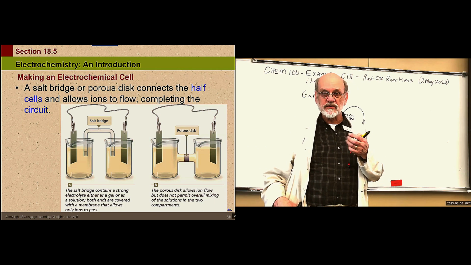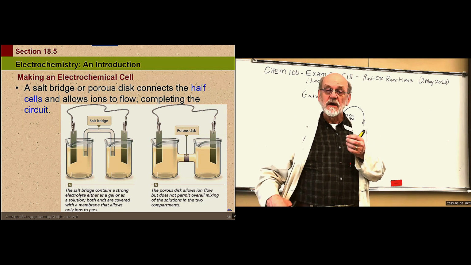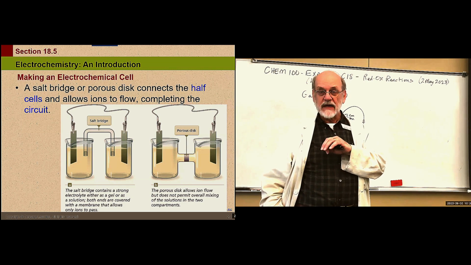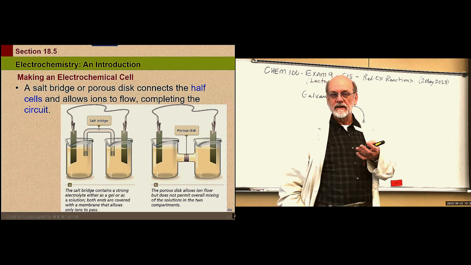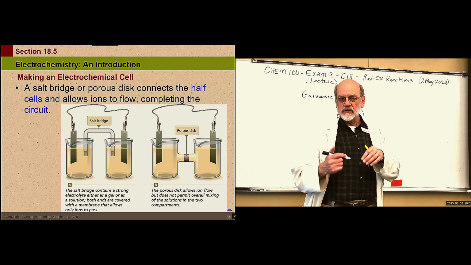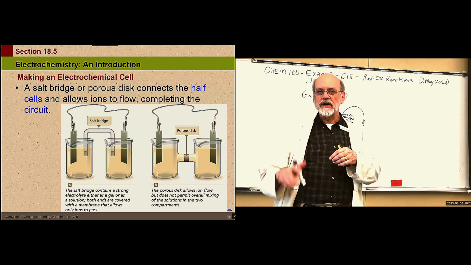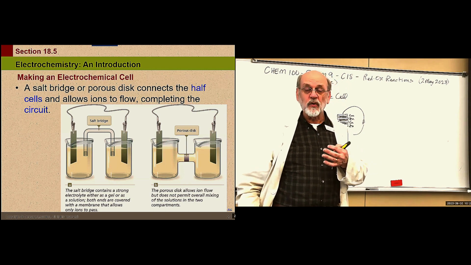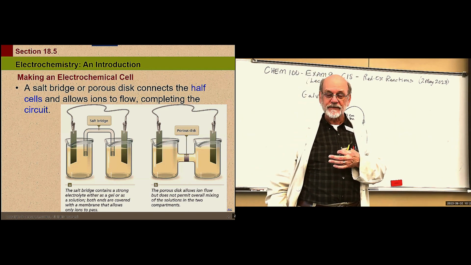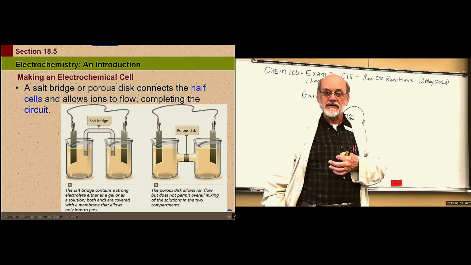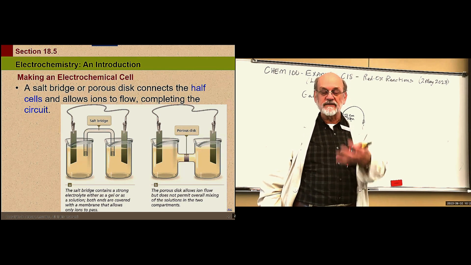Potassium chloride would work, sodium chloride would work, depending on what cations and anions are in the half cells. Try to make them compatible if possible. And then you plug the end so there's no wholesale mixing. You just have ion movement. That way you can have a complete circuit. Or the other possibility is to put a porous disc between the two. In fact, the porous disc is more efficient, right? It doesn't offer as much resistance to movement of ions.